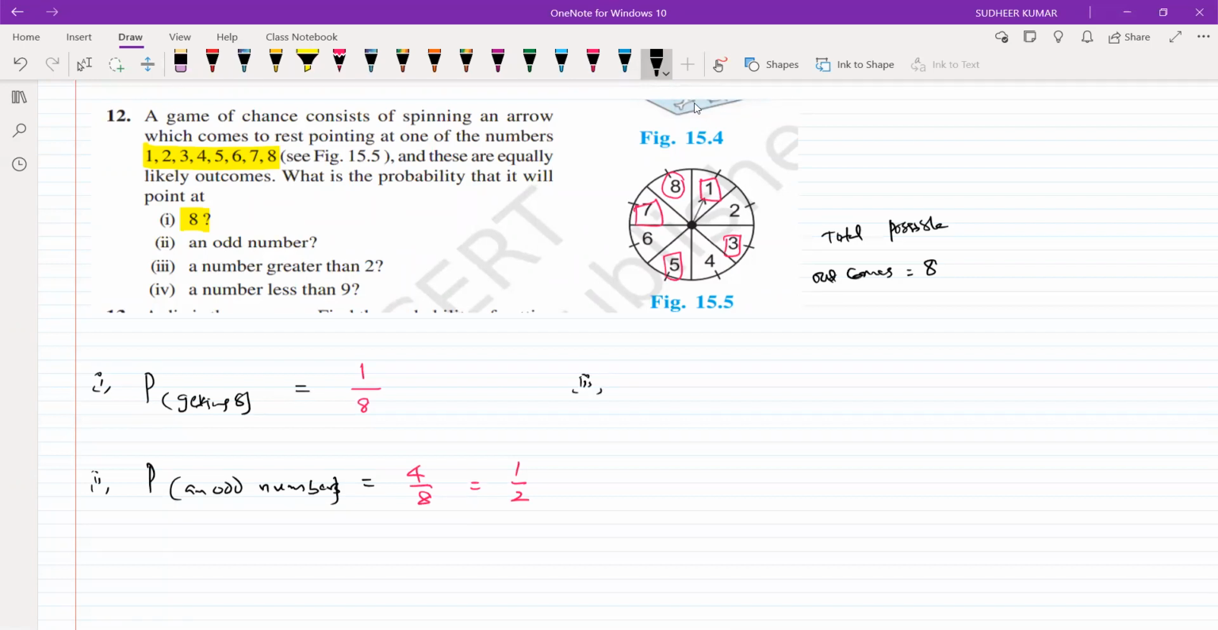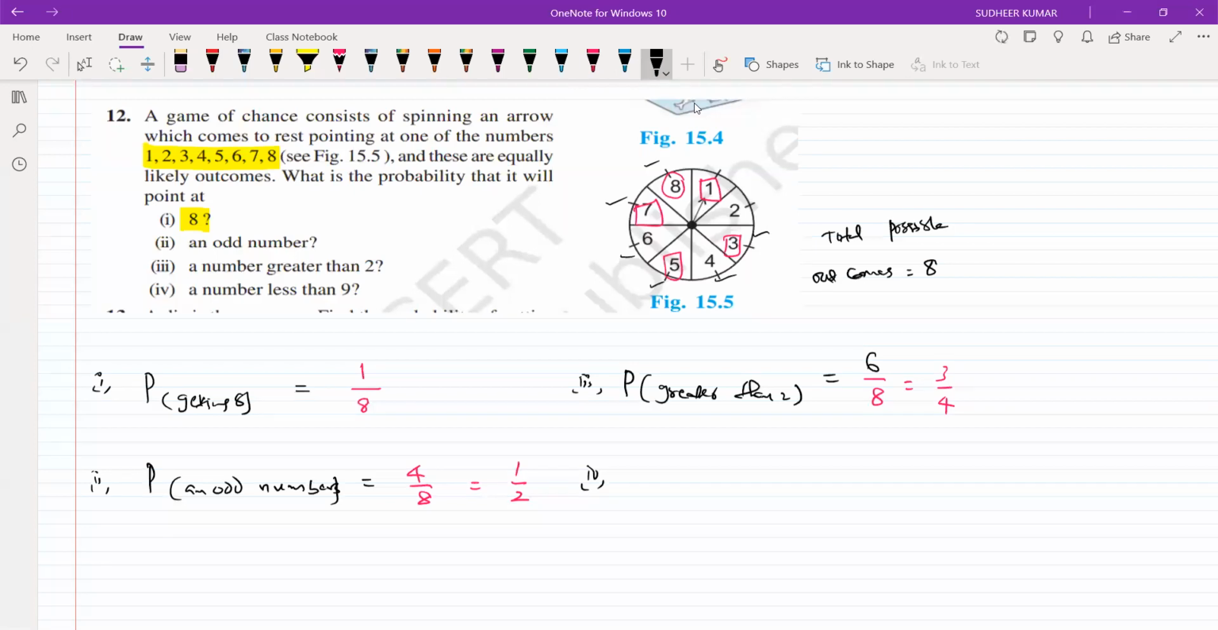A number greater than 2. So probability of a number greater than 2. Greater than 2 means 3, 4, 5, 6, 7, 8. There are 6 possible, so 6 by 8. To simplify that, this is 3 by 4. Right. 3 by 4. And go to the next one.